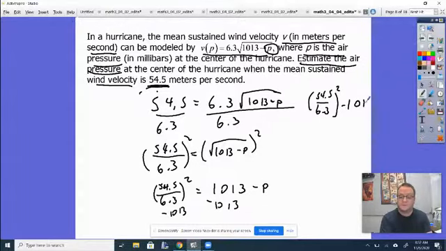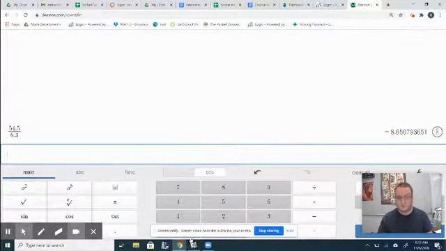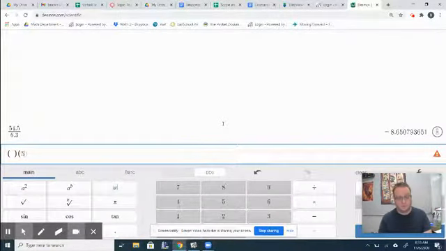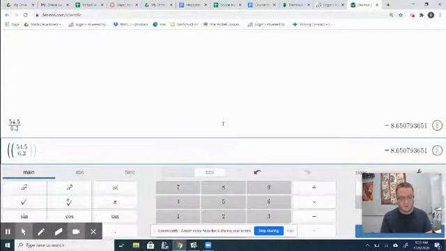Okay, minus 1013. Now this is equal to negative P. Okay, so I need to divide this. Remember, there's like an invisible 1 there. So I need to divide it by negative 1. Now this looks gross, but again, I can type this directly as it is into Desmos. So let's do that. We're going to put big parentheses around the top so it keeps everything together. Little parentheses around the 54.5 divided by 6.3. Here, we're going to square that. We're going to subtract that 1013 from that.